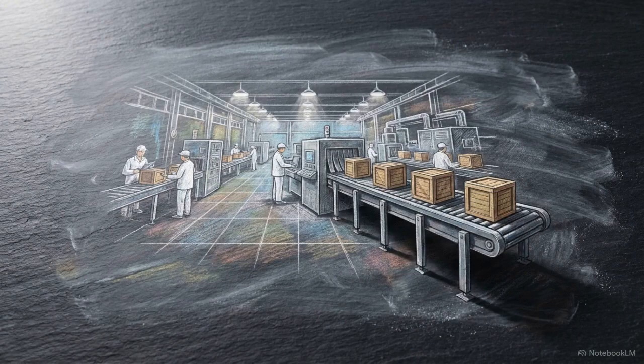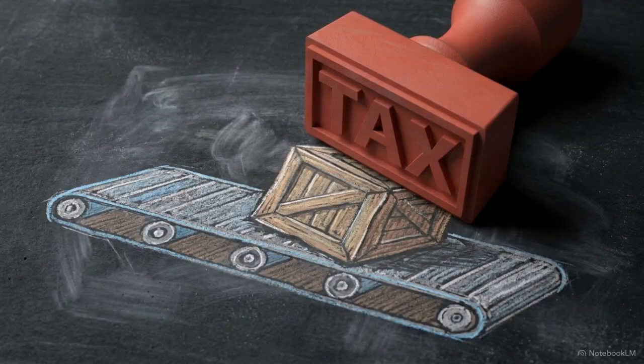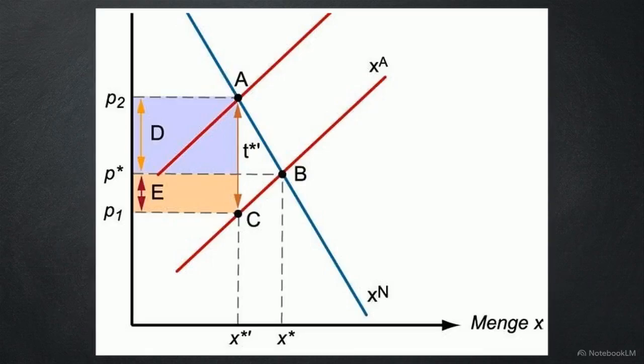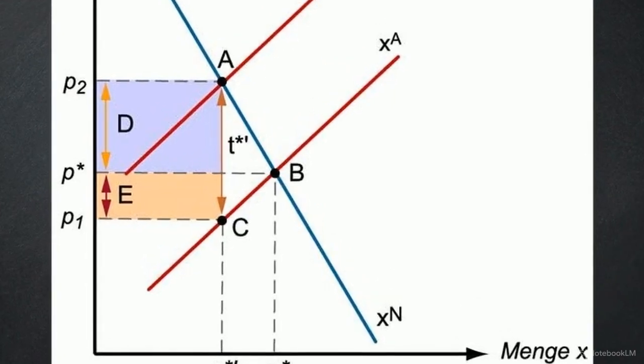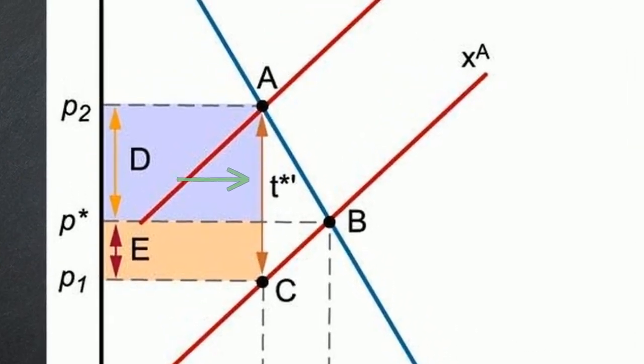We can introduce a deliberate structural disruption to this perfect system, a government imposing a fixed quantity tax, or Mengensteuer, on producers. This chart shows exactly what a tax does to a market. A tax acts as an artificial increase in production costs. Notice how the original red supply curve shifts vertically upward to form a new line. The distance of that upward shift is the exact amount of the tax.